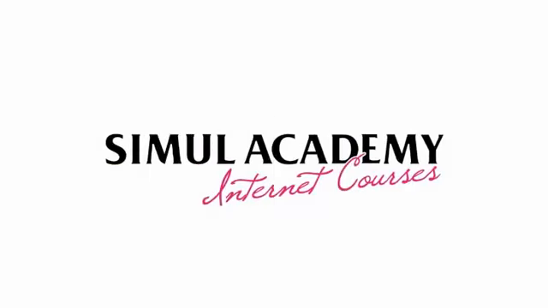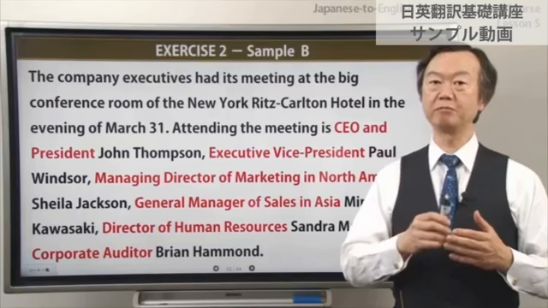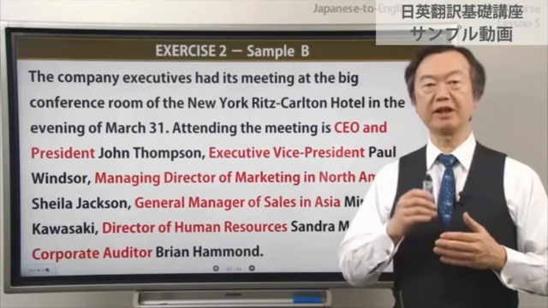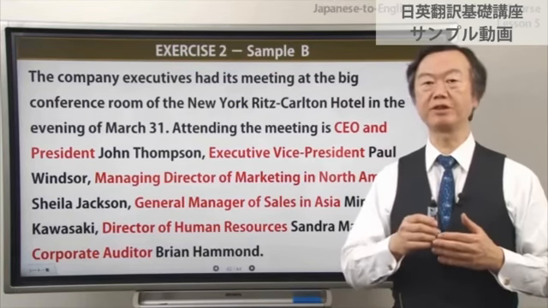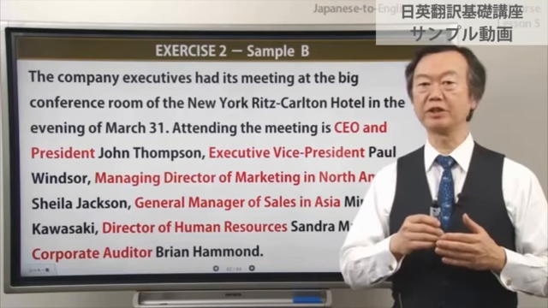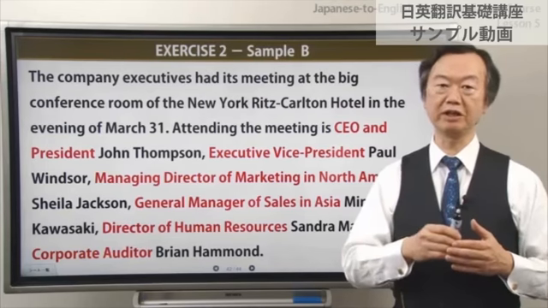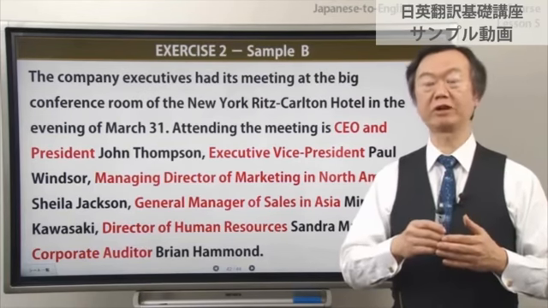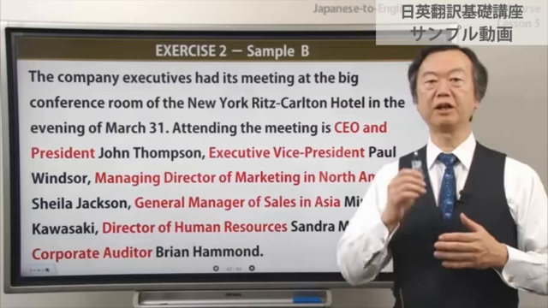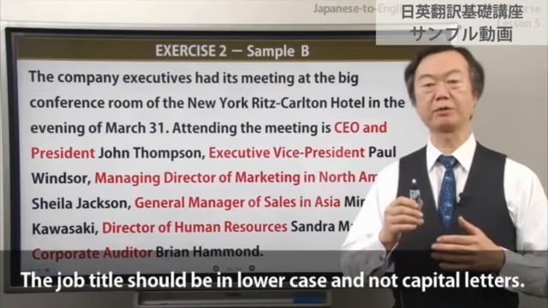We do not use job titles in place of Mr. or Ms., especially if the name is the full name. Using such job titles in this way is not only difficult and confusing to read, but also an incorrect writing style. The job title should be in lowercase and not capital letters.